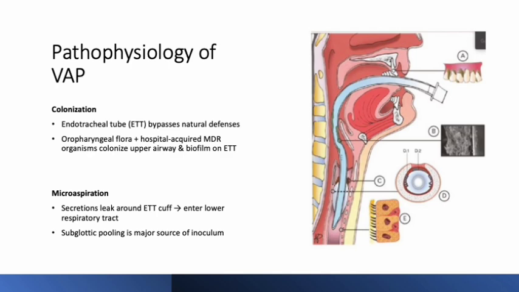When an endotracheal tube is in place, the body's natural defenses are bypassed, allowing oropharyngeal and hospital-acquired MDR organisms to colonize the upper airway and form biofilms on the tube. These are then micro-aspirated into the lower trachea and the lungs, which is the key process here. Secretions pooled above the cuff leak into the lower respiratory tract, and this subglottic pooling is a particularly important contributor. So, our interventions must target this risk.